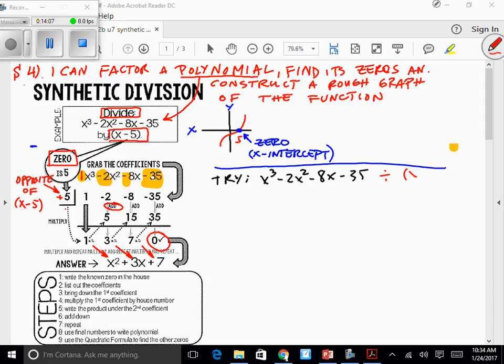Try this problem on the board. Synthetic division. Here we go. Step one. It was a 1, a 2, an 8, a 35. They put a 7 in the house. They drew a line below. They dropped the 1. Then they multiplied to get a 7.